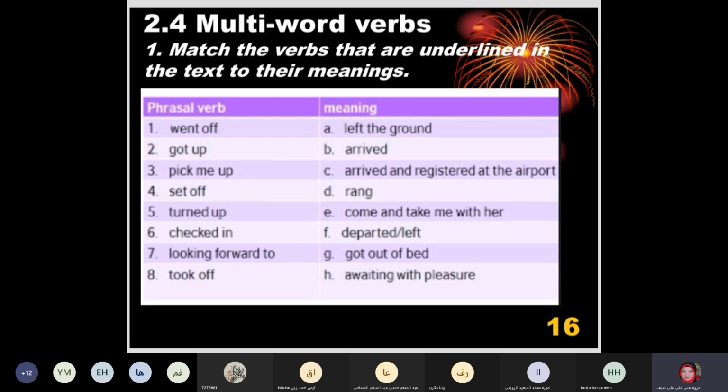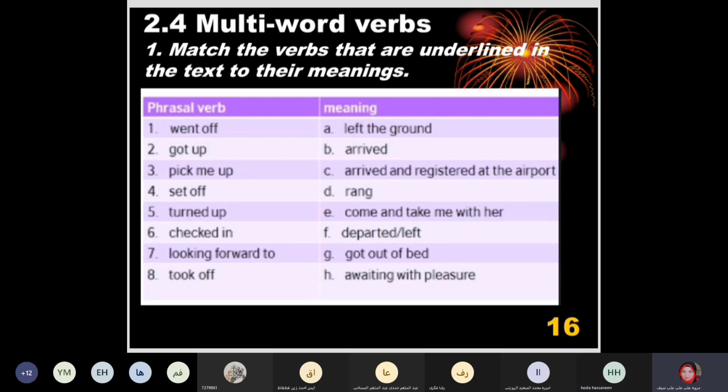And which verb has three words? Of these verbs, I mean. Look at the verbs. Looking forward to. Who said it? Just introduce yourself. Mrs. Huda, great. Looking forward to is a phrasal verb that is made up of three words.